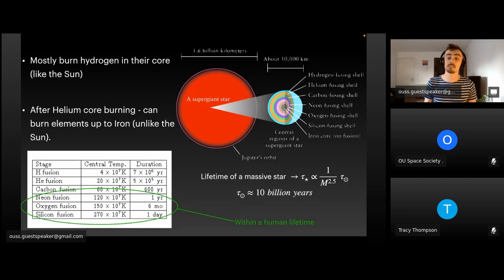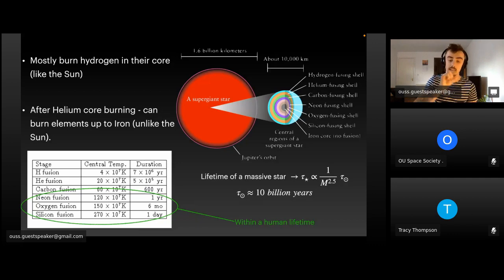Because of their mass, and I've included one equation here just on the bottom right, they live very short lives. So if you take the lifetime of our sun, again, a 1 solar mass star, which lives for roughly 10 billion years, you take, say, a 15 solar mass star, so 15 times the mass of our sun, you'll live for a few million years.